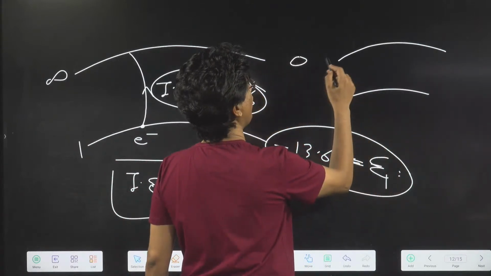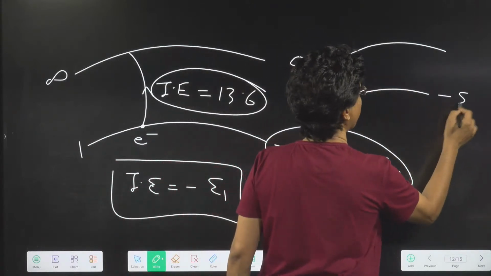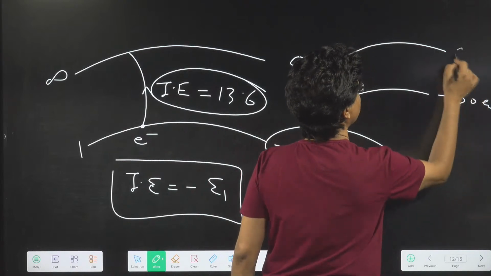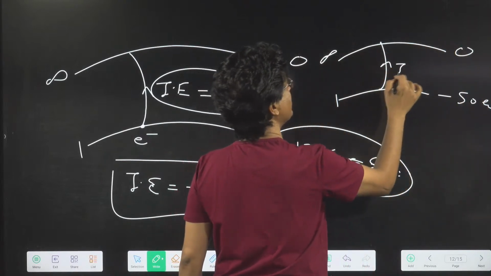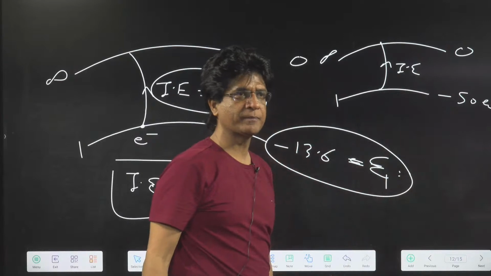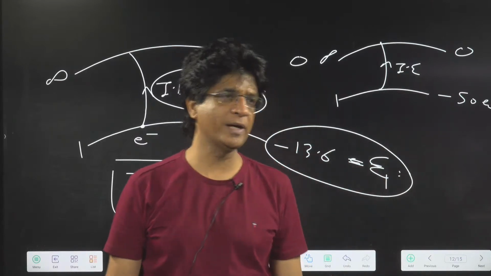Suppose orbit number 1 has minus 50 electron volt, and orbit number infinity has 0. The amount of energy required is called ionization energy in this case. How much?